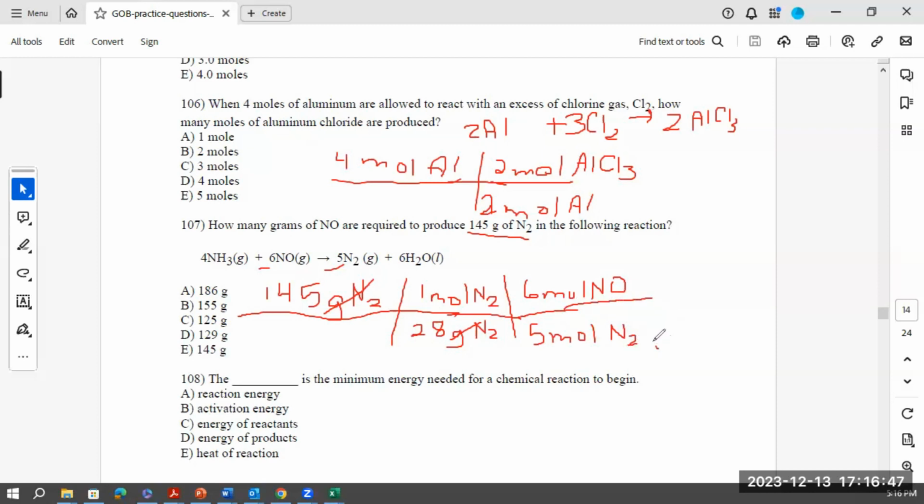Okay, and then if we want the mass of our nitrogen monoxide, what do I need to do? Okay, because we know that nitrogen monoxide is 14 plus 16, right? 14 plus 16, so that's how you get 30 grams of NO for every 1 mole of NO. Okay, so let's redo our math.